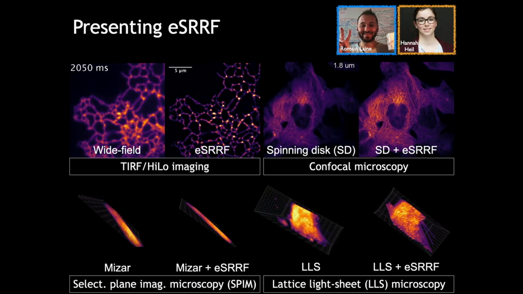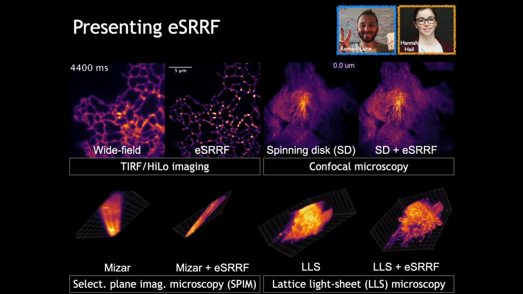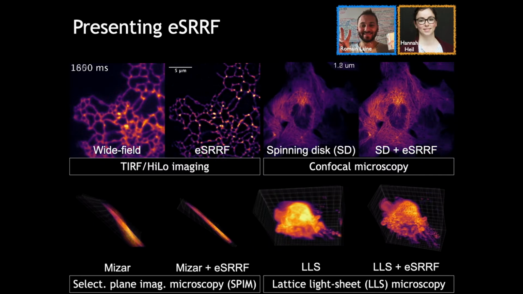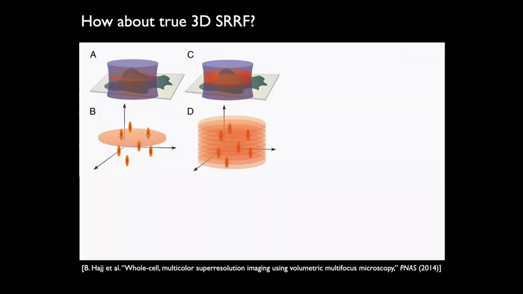But for example, we can get it to work on the lattice light sheet, on spinning disks, and almost any camera-based microscopes. It will work on a laser scanning confocal, but it's not the optimal way to run it. It works better on camera-based systems.